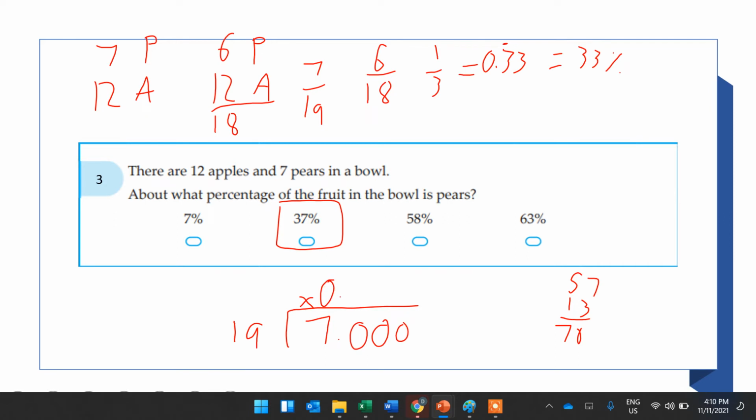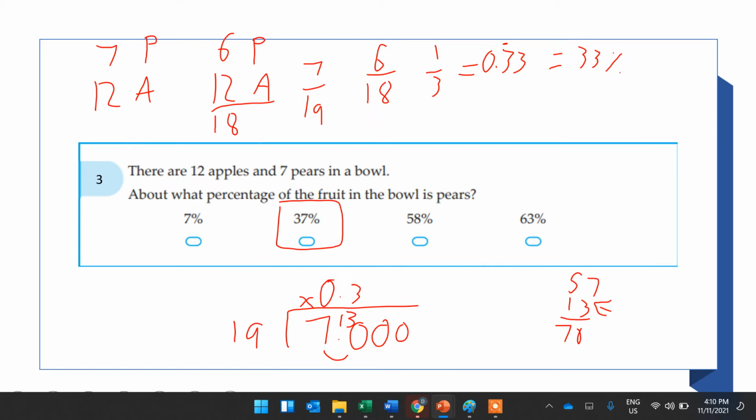I'll put a 0 by the way because 19 didn't go into 7. So 19 into 70. So I got 3 plus 13 remainders. 1, 3. There's a lot of difficulty with the 3s. There we go. 19 into 130.